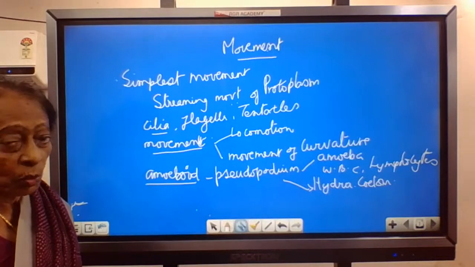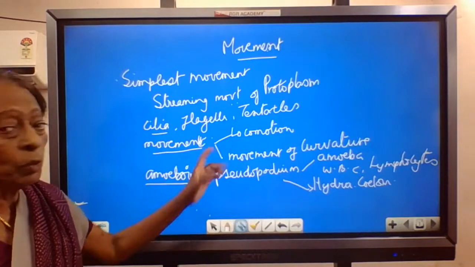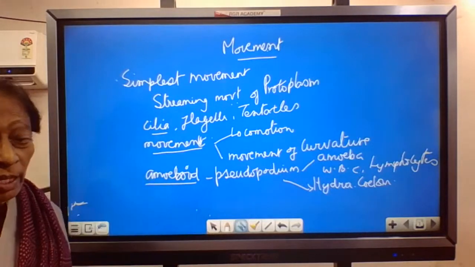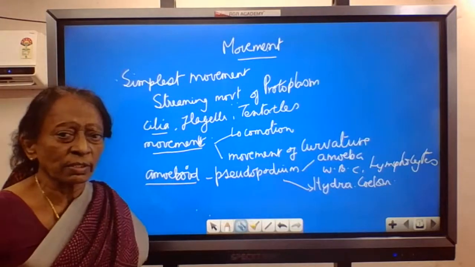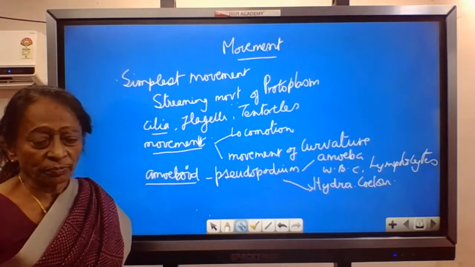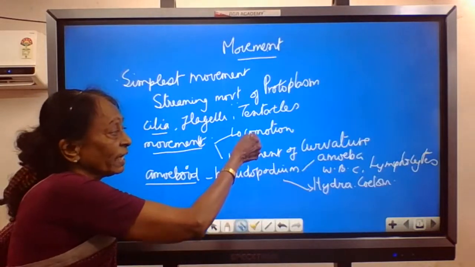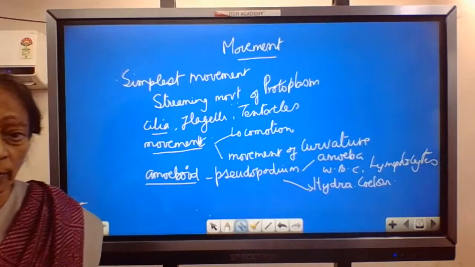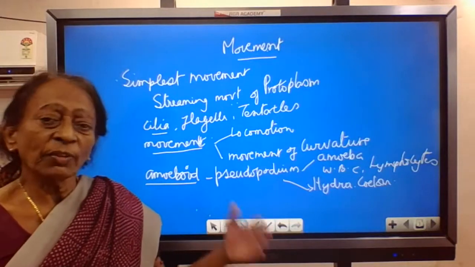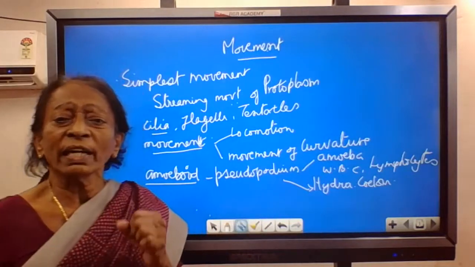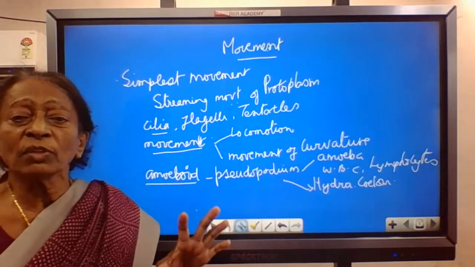That movement as a whole, we can divide into locomotion and movement of curvature. These 2 points you must understand. Locomotion means shifting from place to place in position, and the entire body shifts. Now, this is one of the characteristic features of the animal kingdom, mobility. The main difference between the animal kingdom and plant kingdom, the first character, is the mobility of the organism.